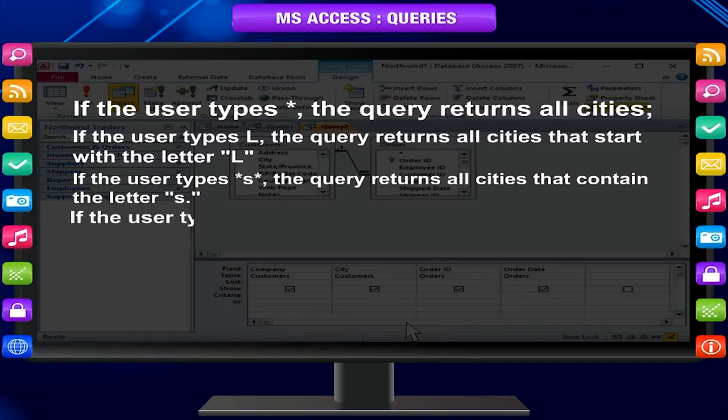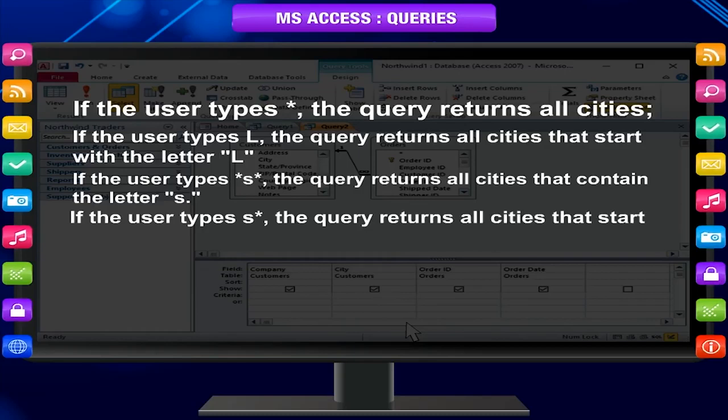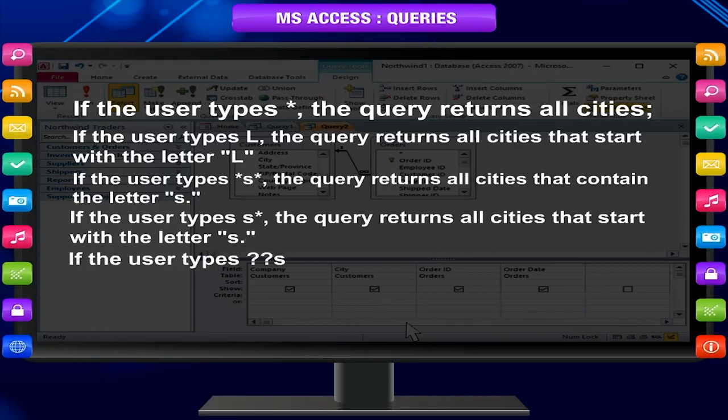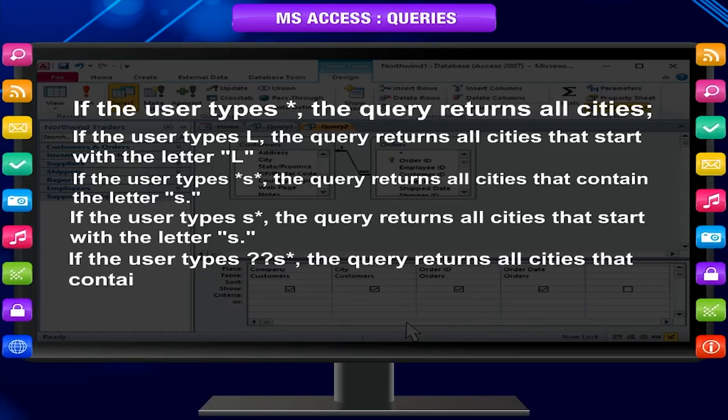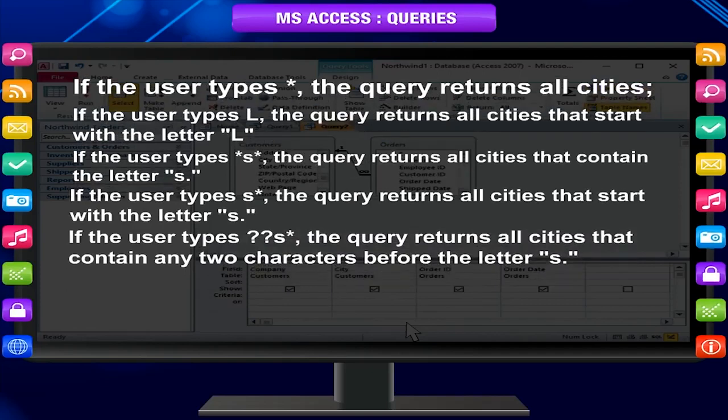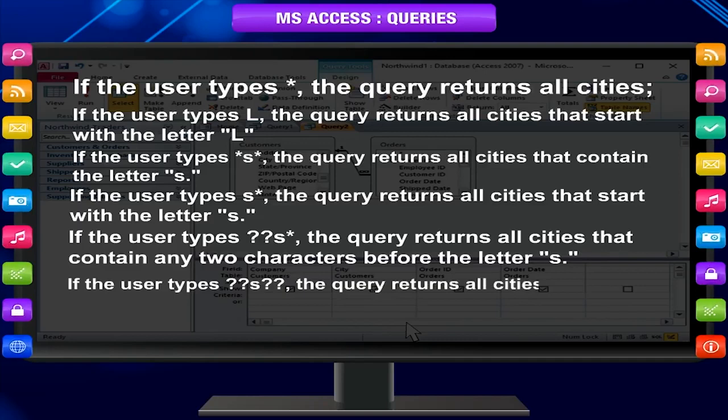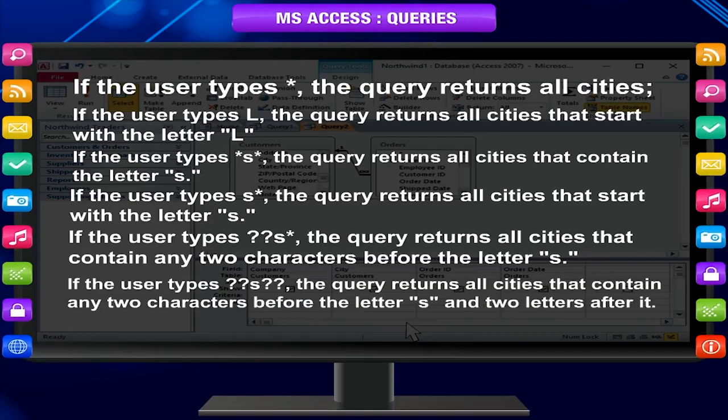If the user types S asterisk, the query returns all cities that start with the letter S. If the user types question mark S asterisk, the query returns all cities that contain any two characters before the letter S. If the user types question mark S question mark, the query returns all cities that contain any two characters before the letter S and two letters after it.